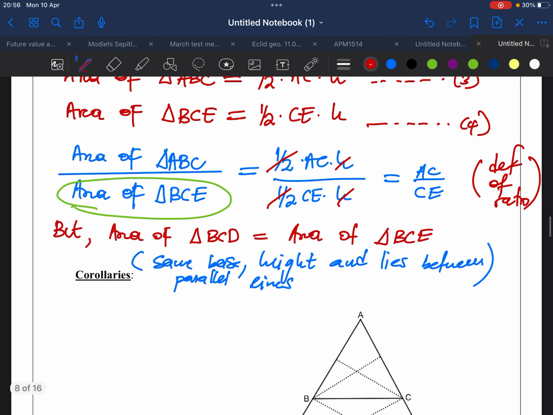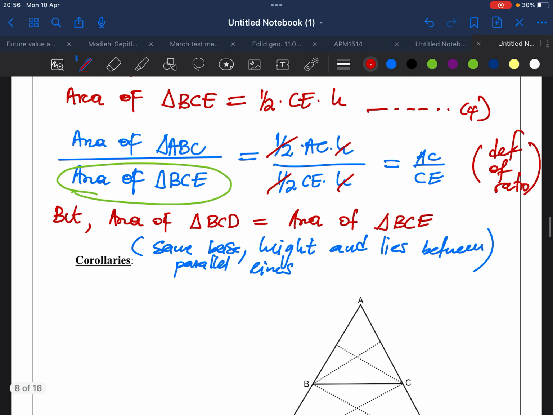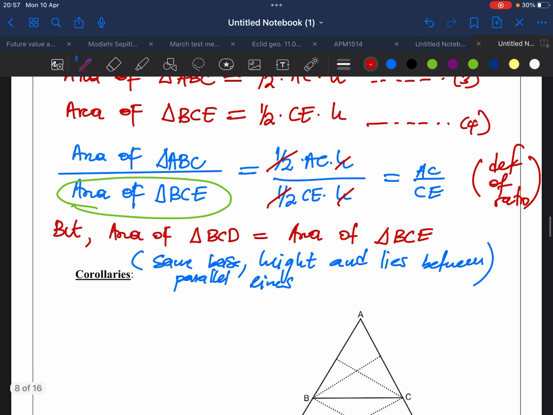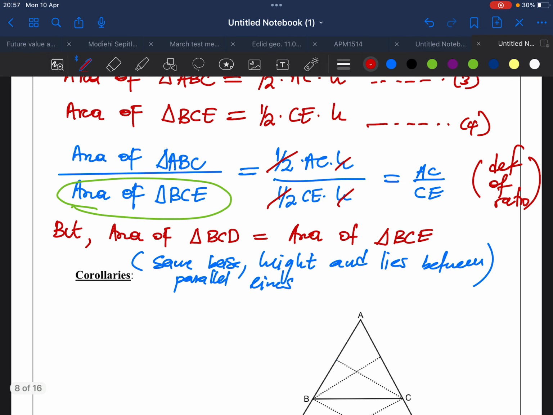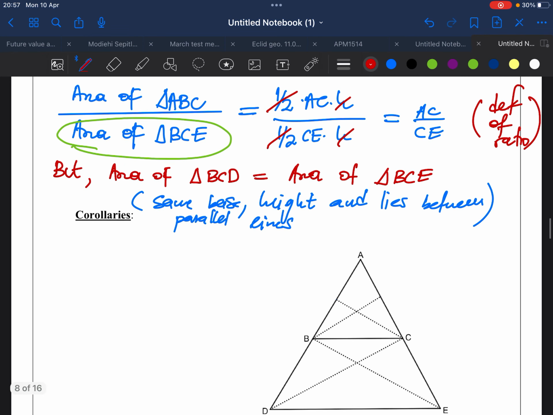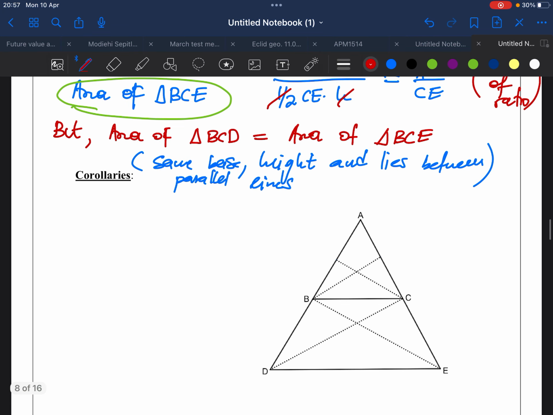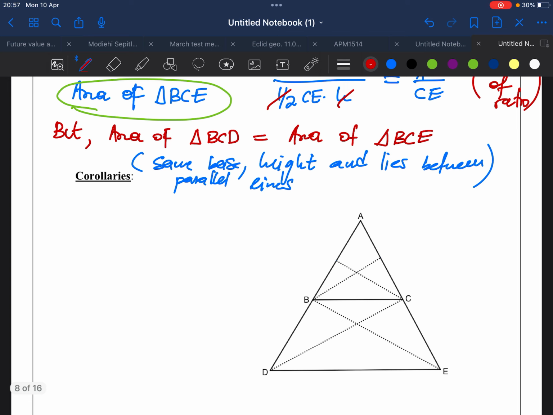But now we had a helper definition that helped us to equate these two ratios to be in proportion. By the helper definition, the area of triangle BCD and the area of triangle BCE are equal. Why are they equal? Because these two triangles lie between parallel lines and they share the same base and height. So now we're going to go to the corollaries of this theorem.